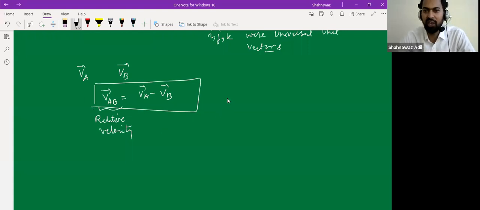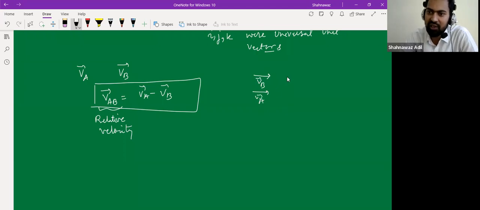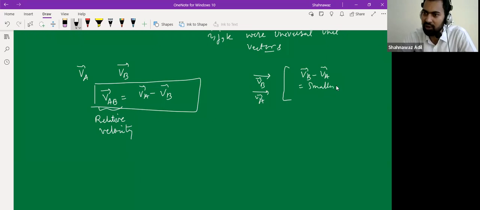If both are going in the same direction, this is VB and this is VA, they will see that relatively the velocity is smaller, or decreased. Why? Because VB minus VA will be a smaller value.